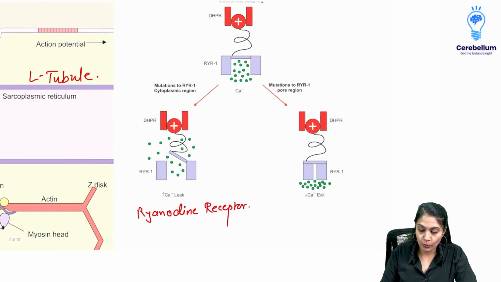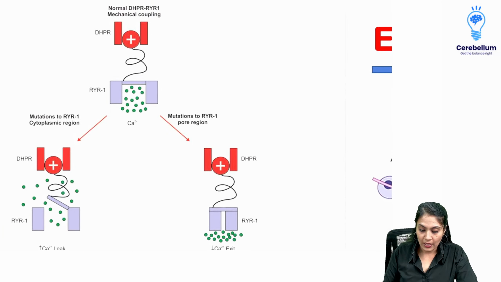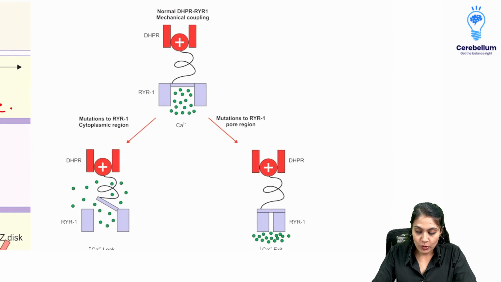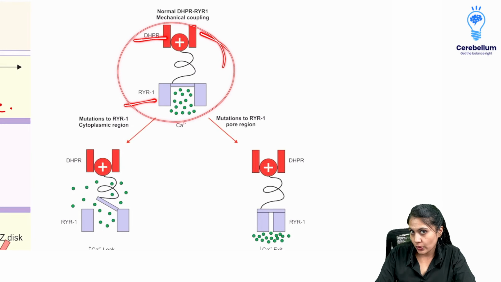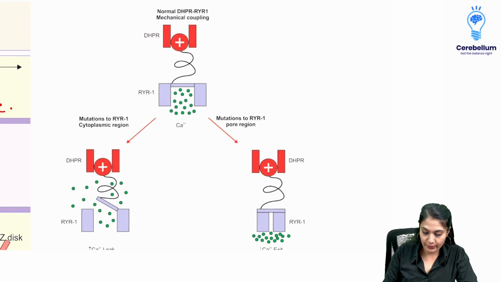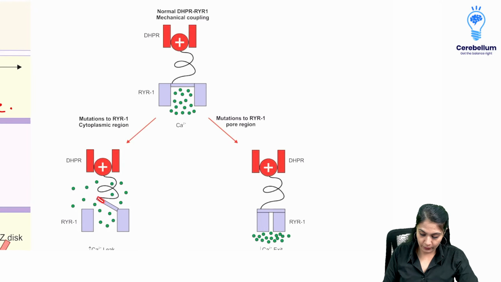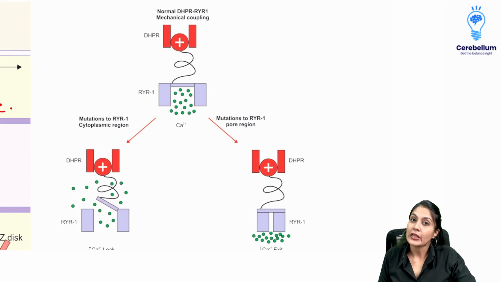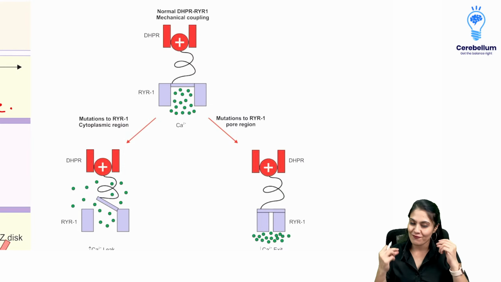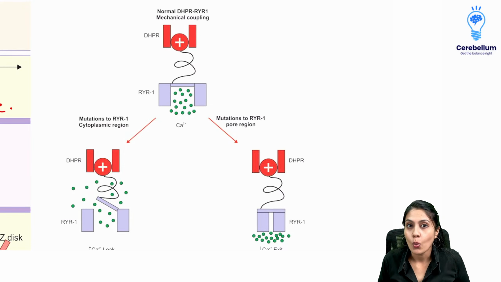So if I zoom it in, I can show you how it is going to look. See over here, DHPR and RYR in the resting condition. As soon as the DHPR is activated, what will happen? DHPR activated, the spring will coil, and that will open up the RYR channel. Once the RYR is open, what will happen?